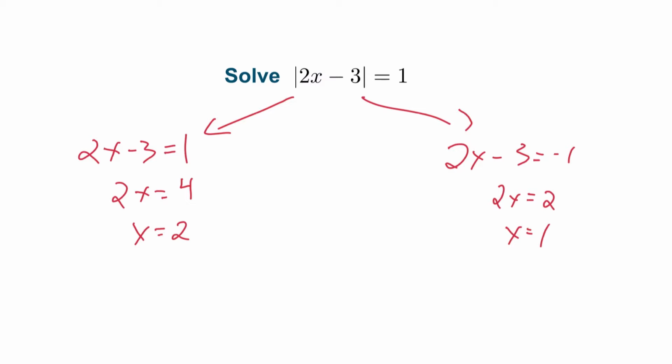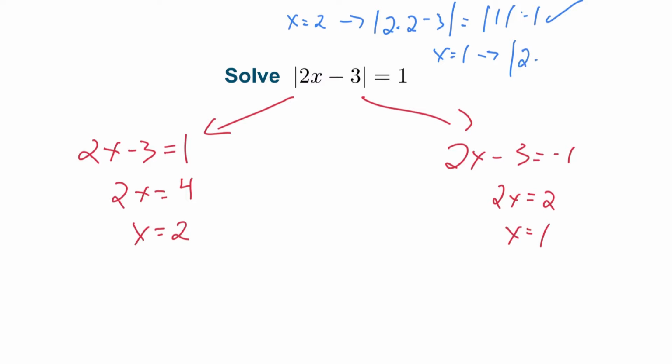So we check. x equals 2 gives me the absolute value of 2 times 2 minus 3, which is the absolute value of 1, so 1. And if I check x equals 1, I have the absolute value of 2 times 1 minus 3, which is the absolute value of minus 1, which is also 1. Good.